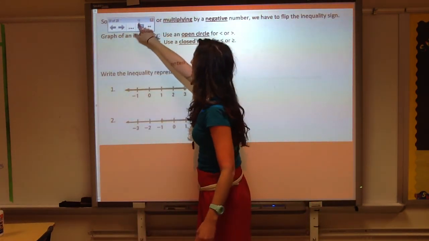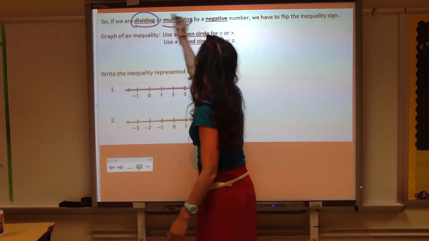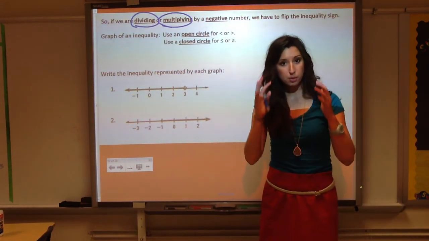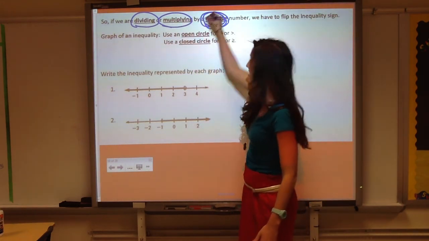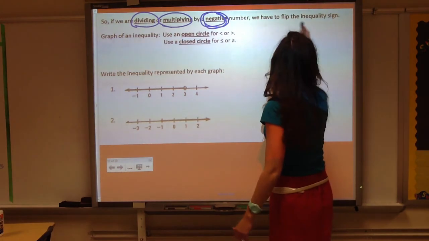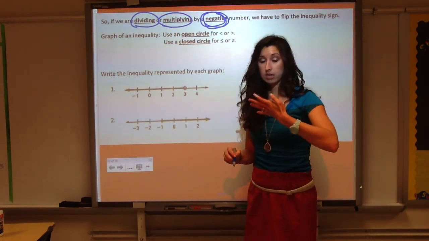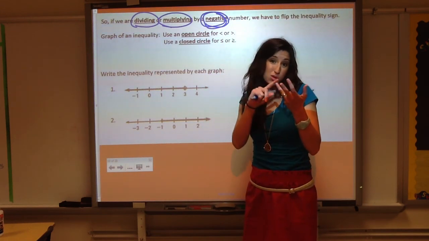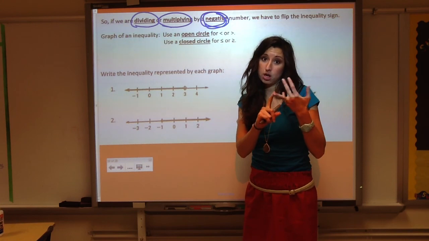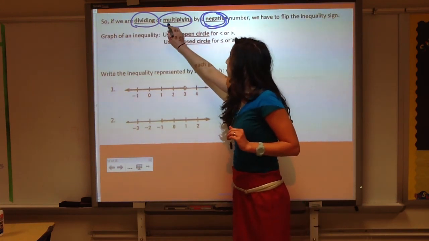Okay. So it says, if we are dividing or multiplying, very important, please circle both words. If we are dividing or multiplying by only a negative number, then we have to actually flip the inequality sign. So we're going to leave everything the same if it's addition, subtraction, even if we're multiplying and dividing by a positive number. The only time we flip is if we're dividing or multiplying by what?